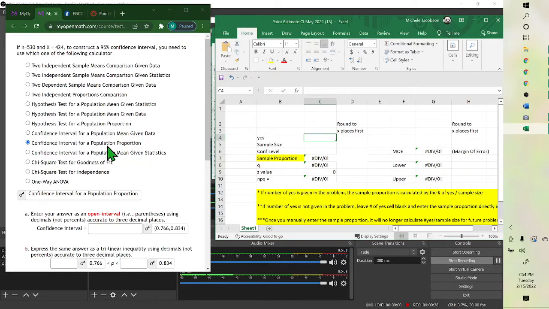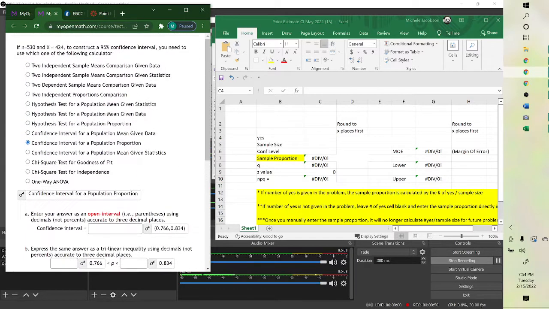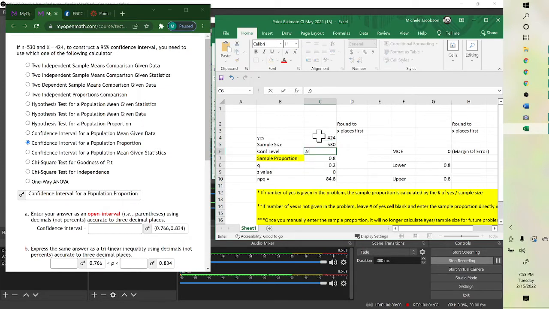So it's population proportion. To find it, once you find it, they just want you to write it in 3 different ways. But to find this confidence interval, I use the point estimate, and then you put the number of yeses, which is your x, 424, your sample size, n, which was 530, and then your confidence level, which is 95 written as a decimal.